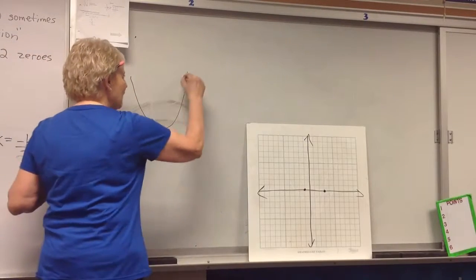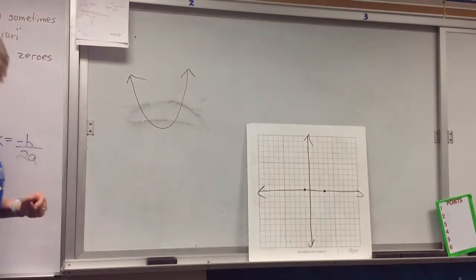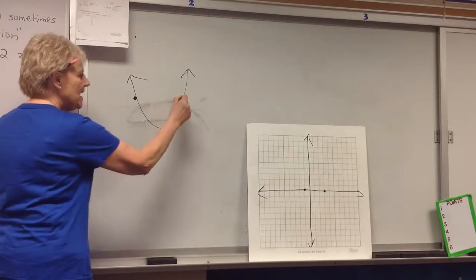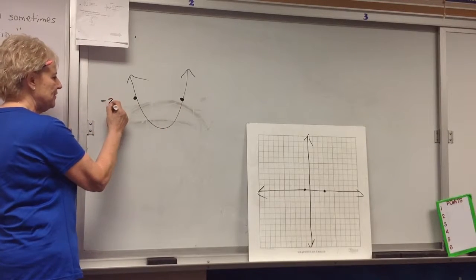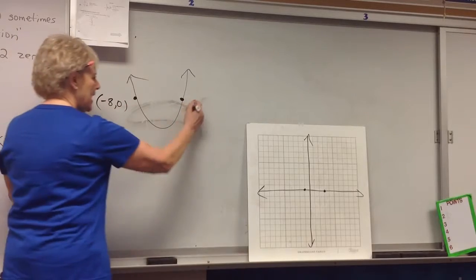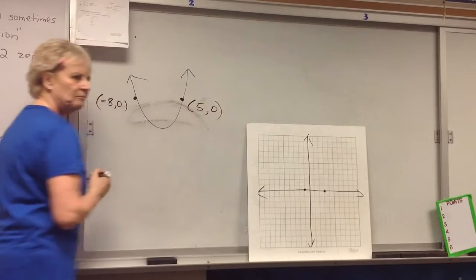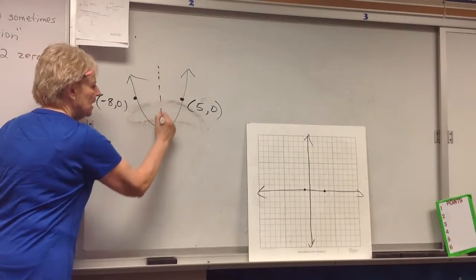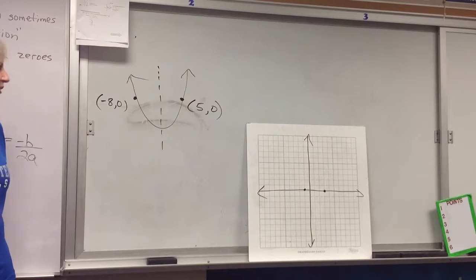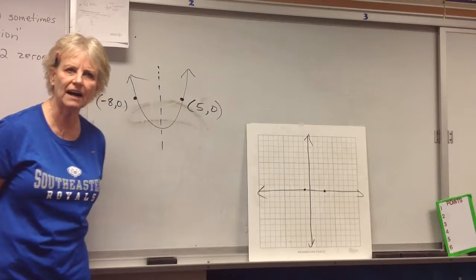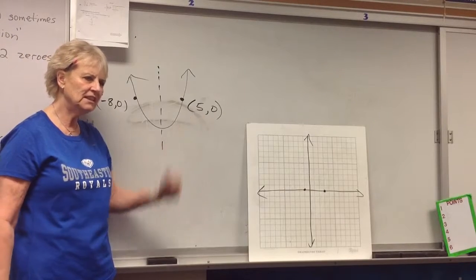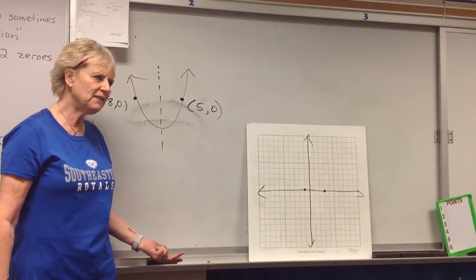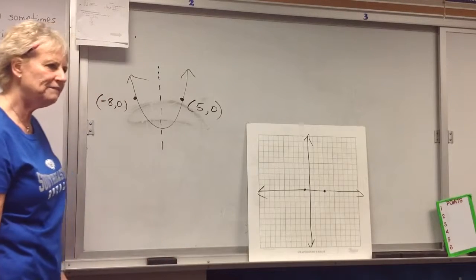So, if I have a parabola somewhere on a coordinate plane, and you have a point here, and a point here, let's say -8, 0, and 5, 0. What is x right there? How would you get it? Negative what? -8 and 5 is -3, divided by 2, 1.5.